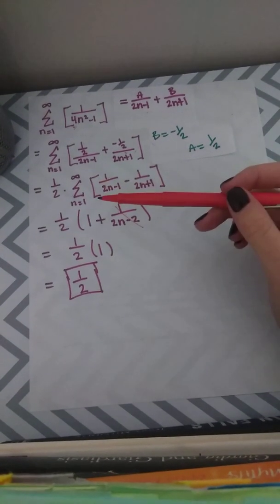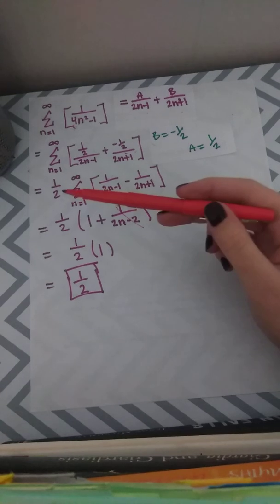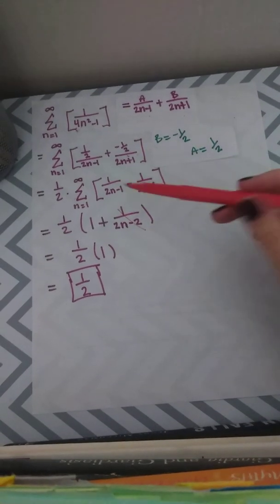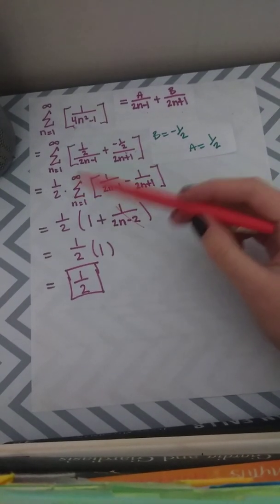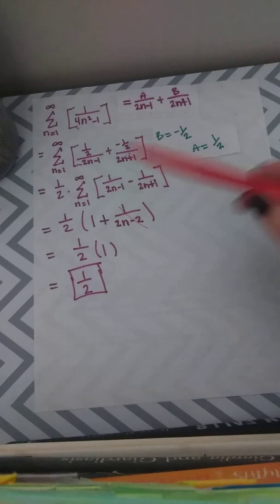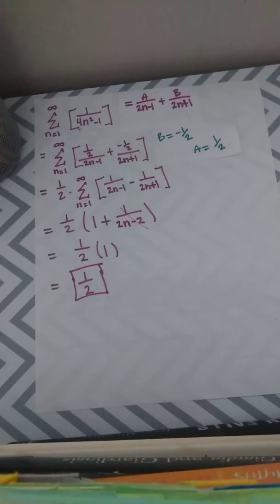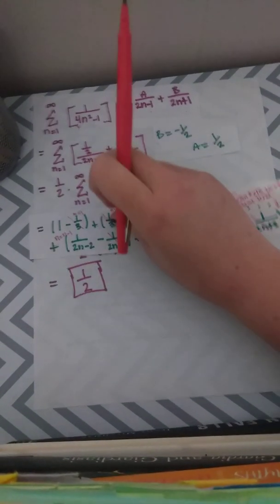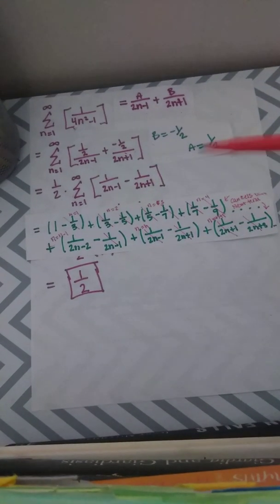I don't like the 1/2s in the numerators, so I just kick it out. I factor it out, in other words. Once I factor it out, I'm left with 1/2 times our series. But now, to evaluate the series even further, I have to take the partial sum of the series.